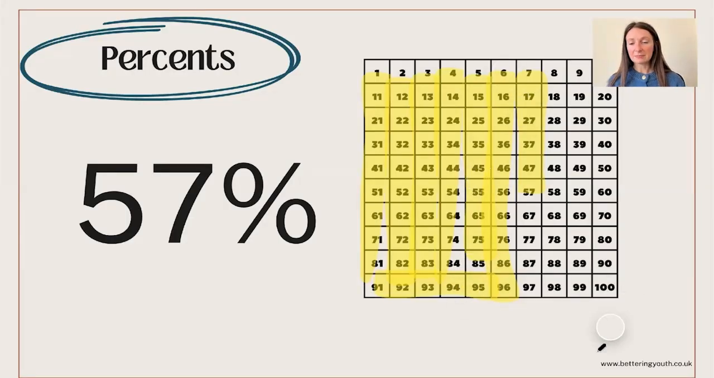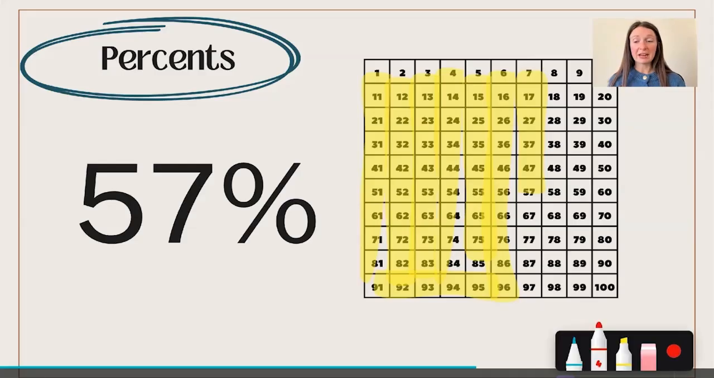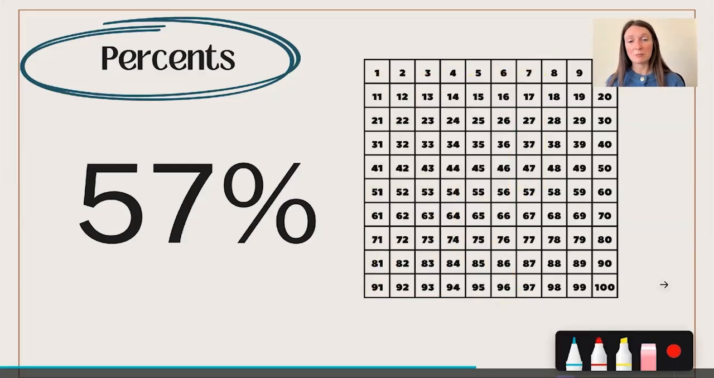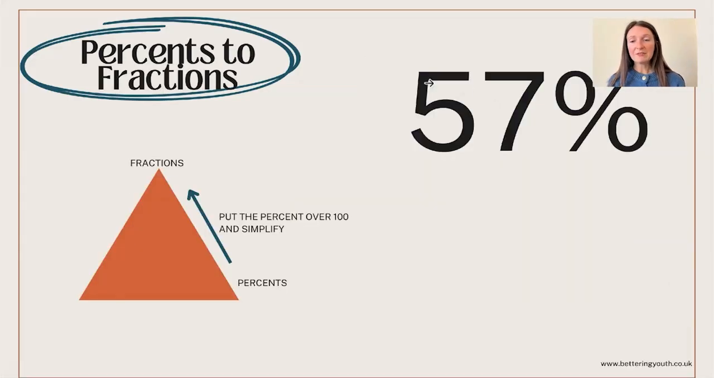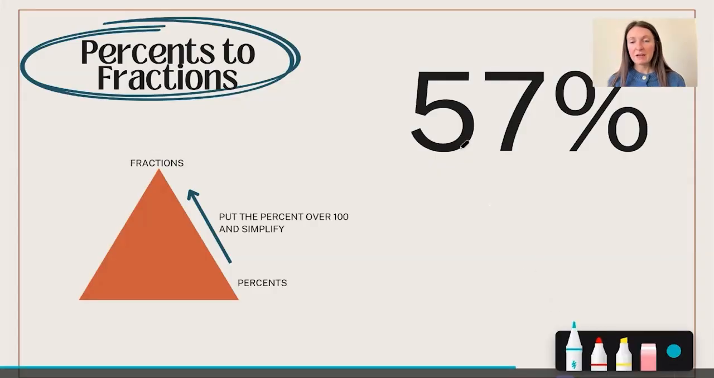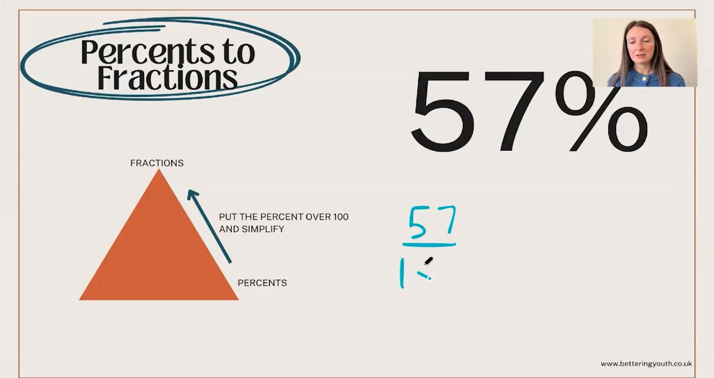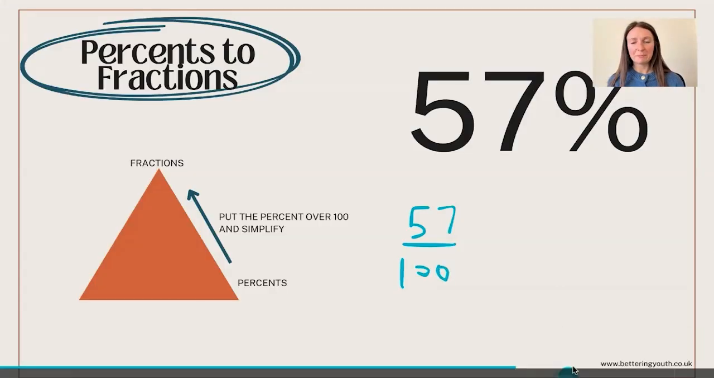So knowing that, we can use this to our advantage as we move through. Now we have our 57%. Our process to go from a percentage to a fraction says that we put the percent over 100, because per 100 means out of 100, and we simplify. So 57 lives over 100, and then we simplify. But what does it mean to simplify?